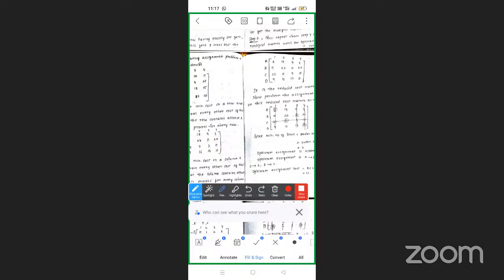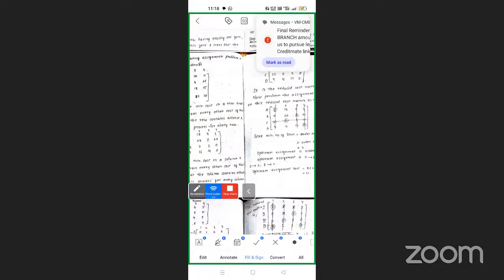The third and fourth columns already contain zeros, so they stay the same. This is the column reduction. First we do row reduction, next we apply column reduction.